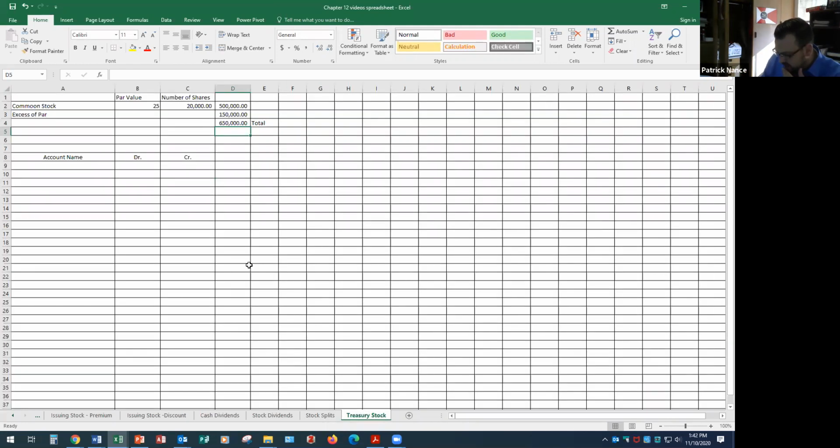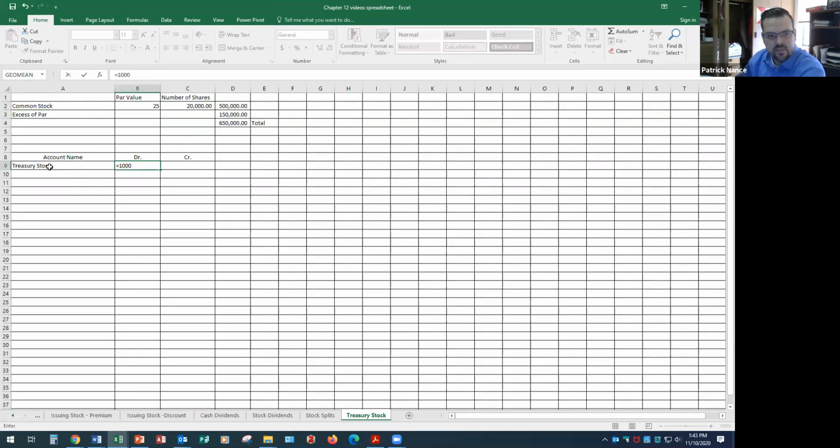So generally, the cost method is what we use for our stock. So we have this company here that has 20,000 shares of common stock at $25 par, and that's worth $500,000, and they have also an excess of par account of $50,000. So if they purchased 1,000 shares of common stock at $45 per share, then this becomes treasury stock. This is the company buying it, treasury stock. The 1,000 shares at $45 per share, and they pay cash for it for the same amount, $45,000.